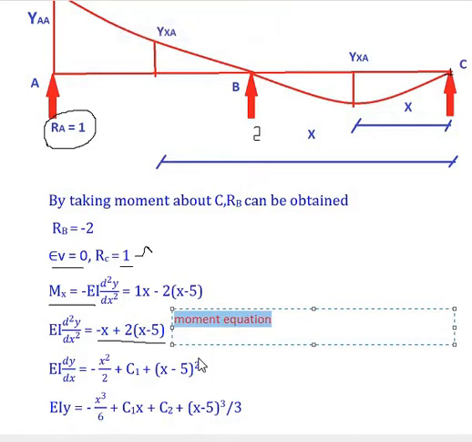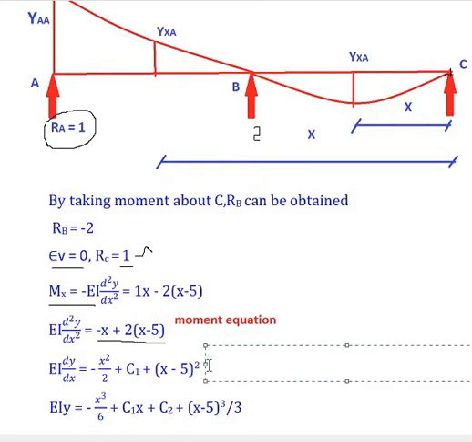In the next step we have to integrate the moment equation to get the slope equation. By integrating d squared y by dx squared, we will get dy by dx. By integrating minus x, we will get minus x squared divided by 2 plus c1, where c1 represents the constant for the first section. By integrating x minus 5, we will get x minus 5 whole square divided by 2. This 2 and this 2 will get cancelled, so that we will get x minus 5 whole square. So this is the slope equation.